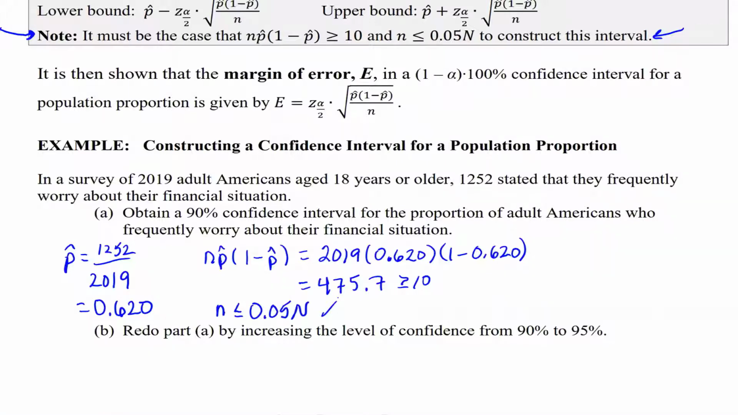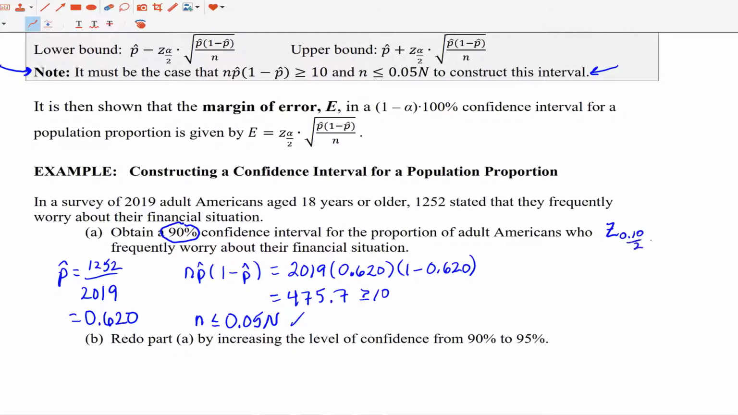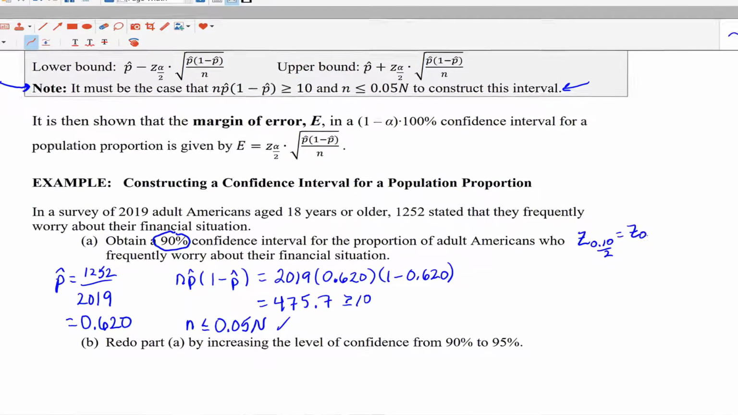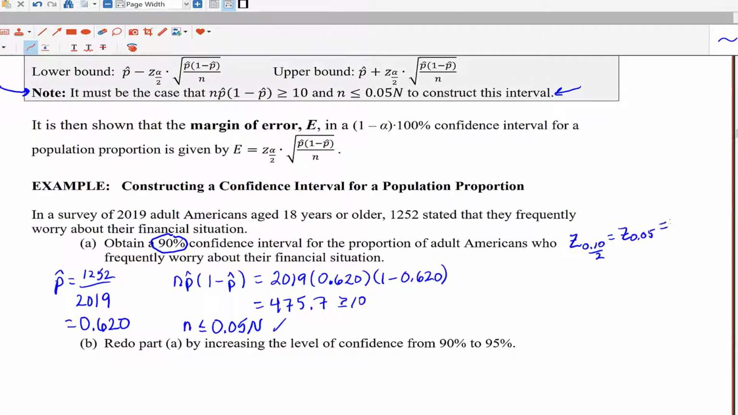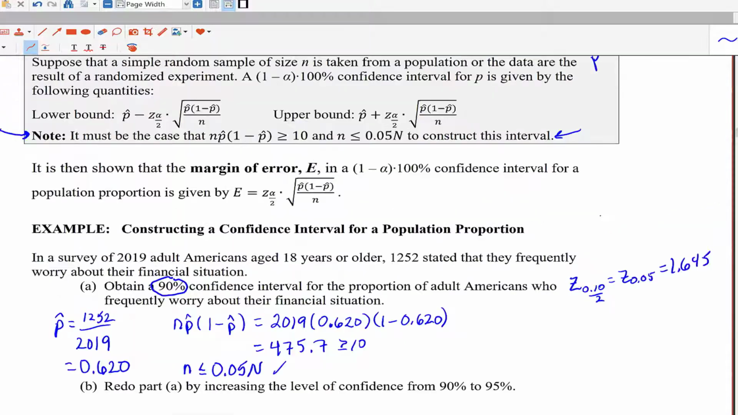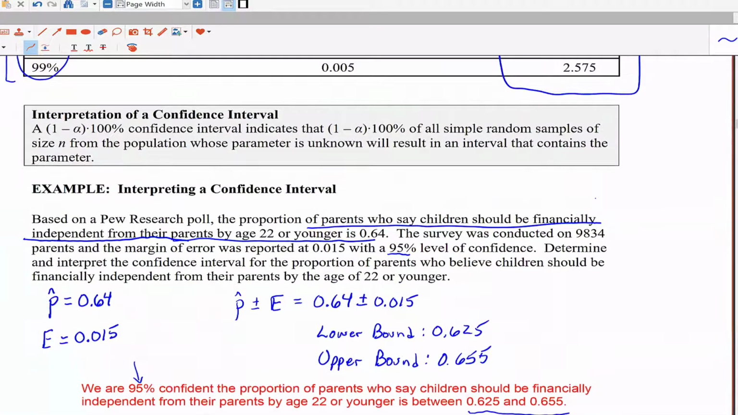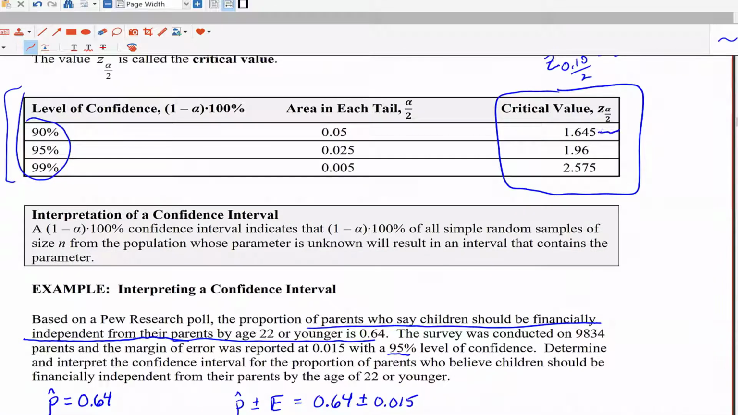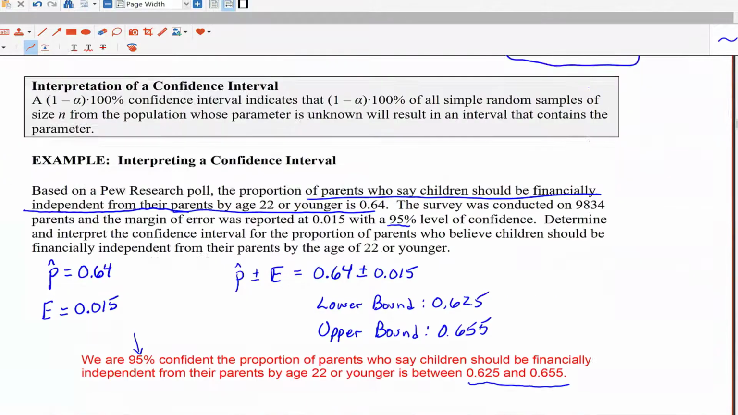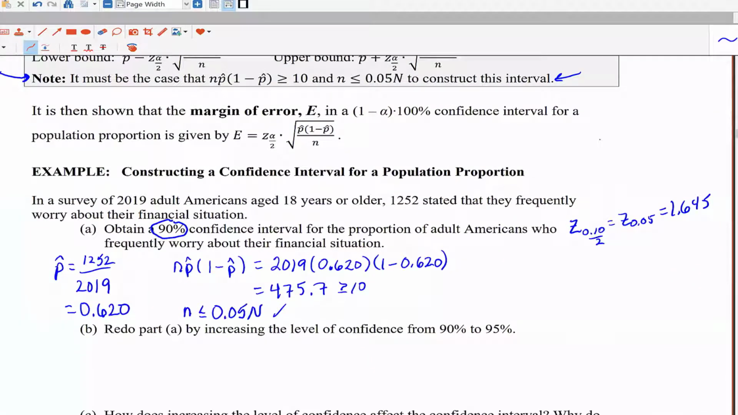Here we go. We are doing a 90% confidence interval. And because we're doing a 90% confidence interval, that means my critical value is going to be 1.645. We know how to get that from StatCrunch, but it's also up here in this table. The critical value for a 90% confidence interval is 1.645. So now we just plug and chug into our formula.